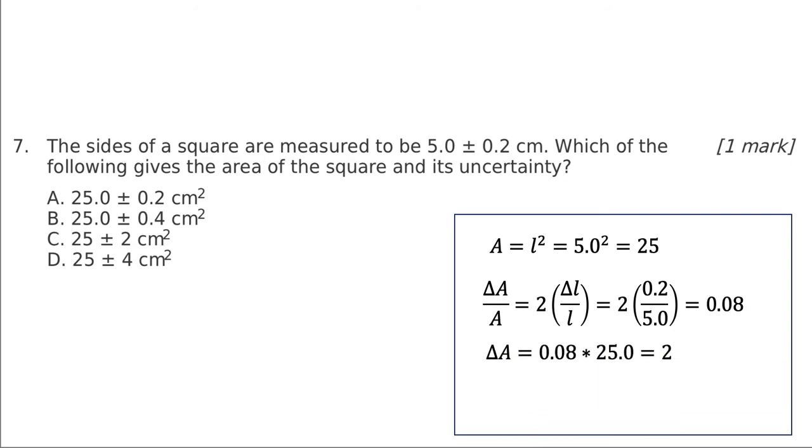If I then multiply that by the value of A itself, I end up with a value of 2 for my uncertainty, which means my answer here is C, 25 plus minus 2.